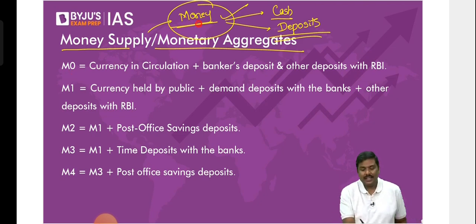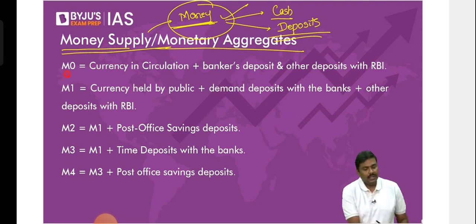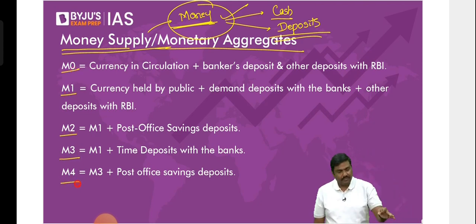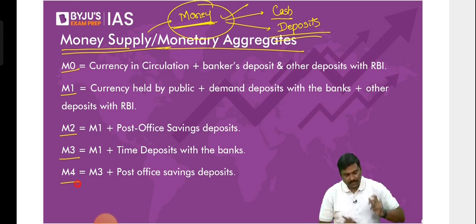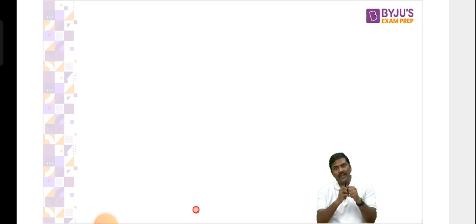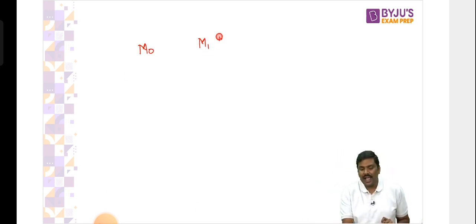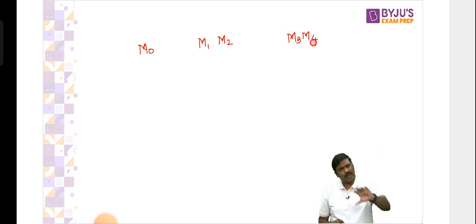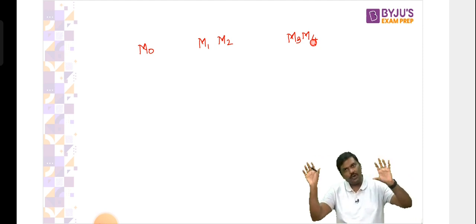That is the reason RBI measures the money supply under 5 different methods. Follow these very carefully. One by one we will go. M0, M1, M2, M3 and M4. 5 measures. Out of these 5, I can divide them into 3 groups. What are the 3 groups? M0 is 1 individual. M1 and M2 is 1 group. And M3 and M4 is another group. We'll understand one by one. But I can divide M0 into 1 part, M1 and M2 I can club together, and M3 and M4 I can club together.